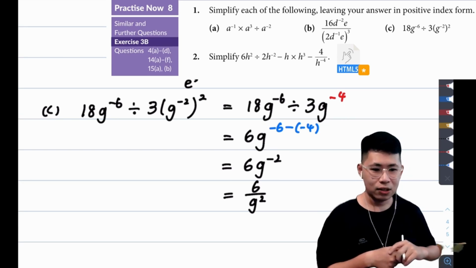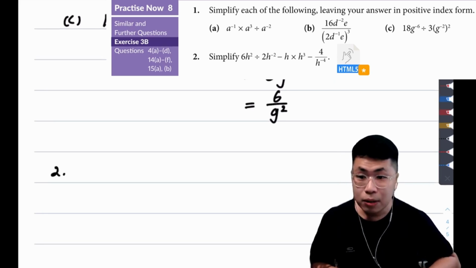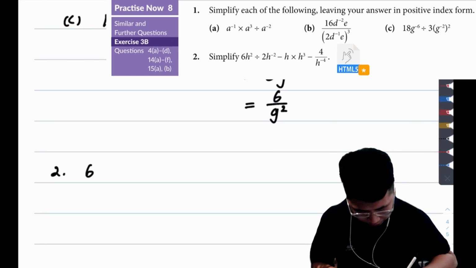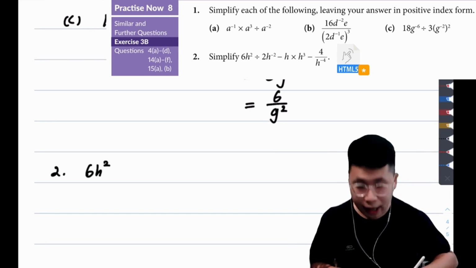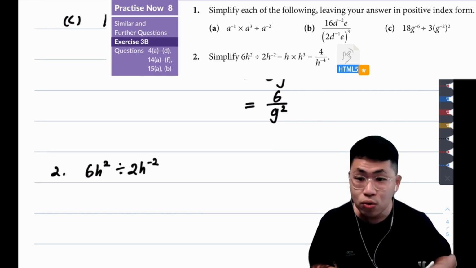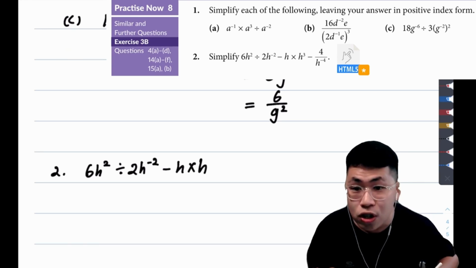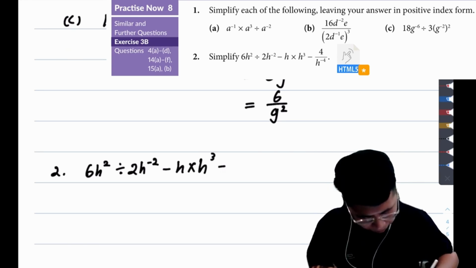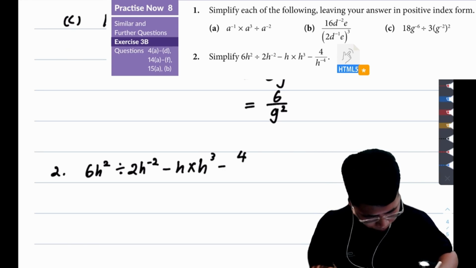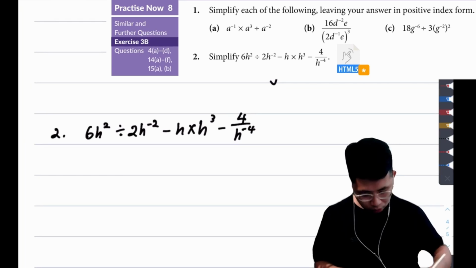Last question of the day, number 2. We need to simplify this annoying thing over here. So 6h squared divided by 2h to the power of negative 2, minus h times h to the power of 3, minus 4 over h to the negative 4. Extremely annoying. So let's take a look one by one.